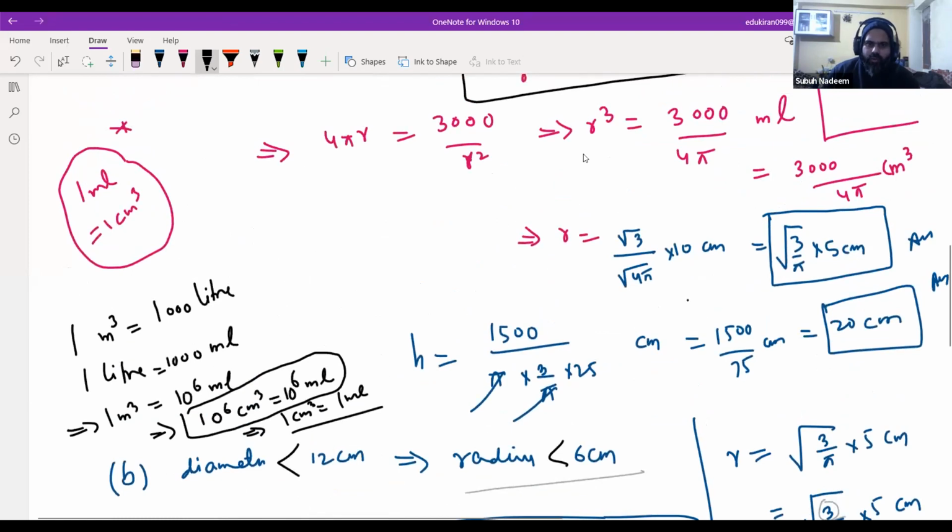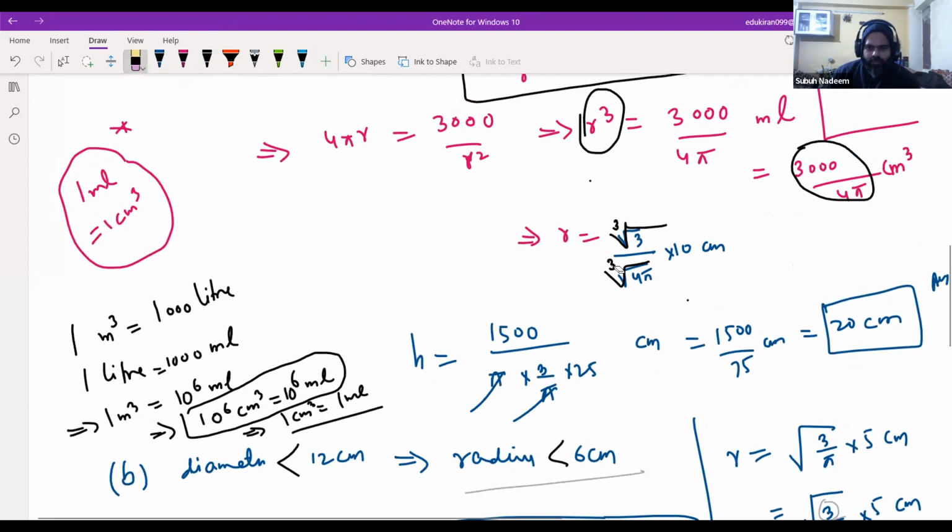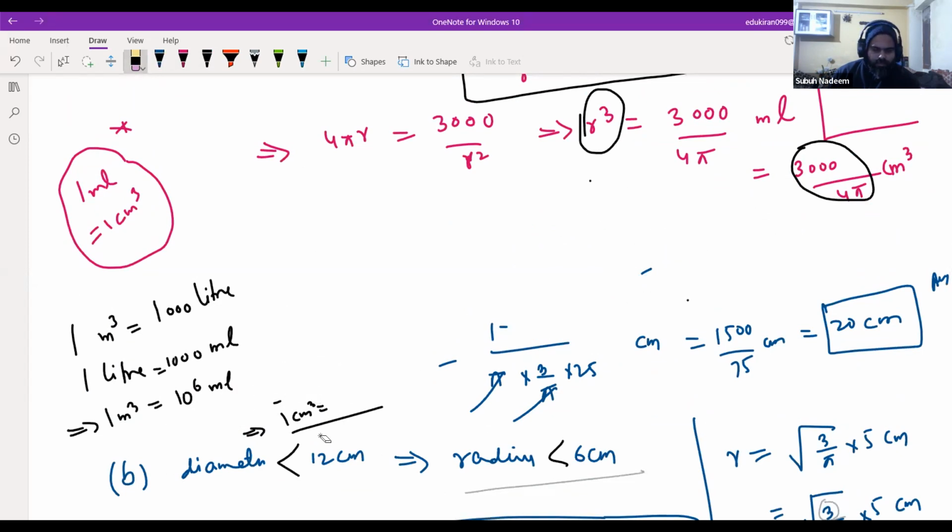It is r cube is equal to 3000 by 4 pi. So I'll take cube root. Sorry for so many calculations. Yes, it is cube root. It is cube root of 4 pi, not a square root. Okay. So this all is fine.